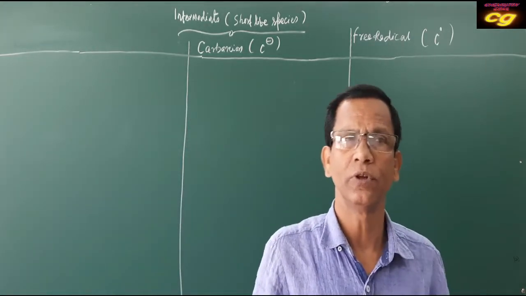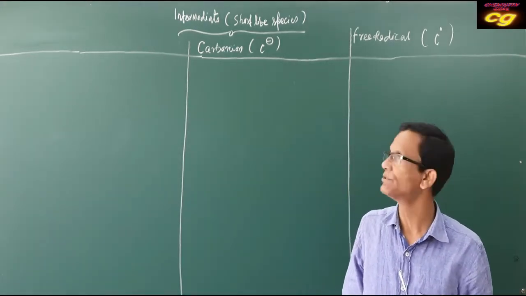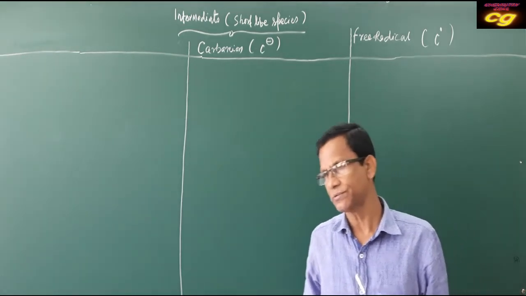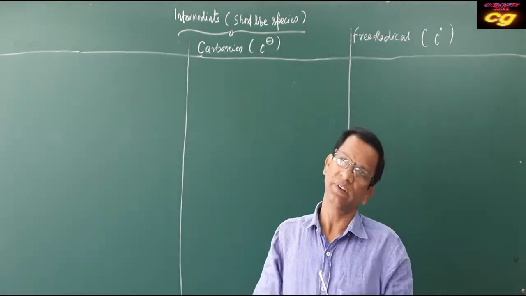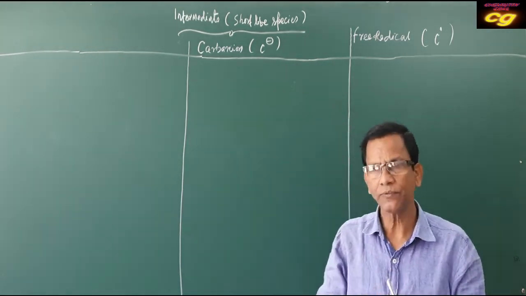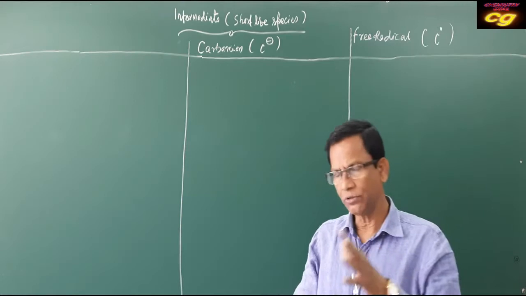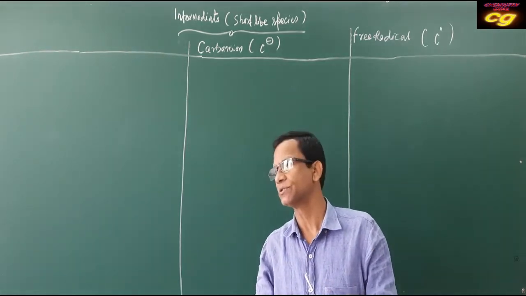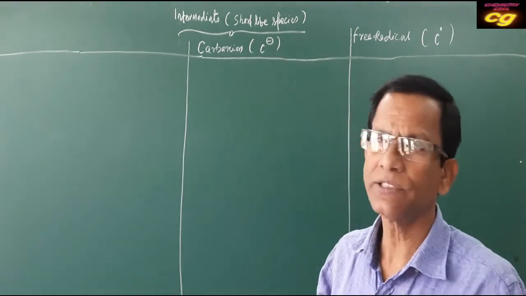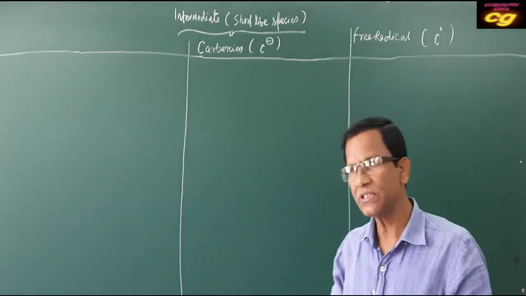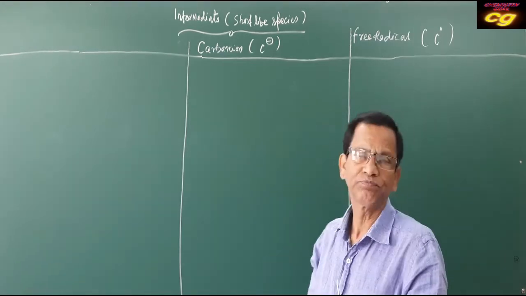Hello students, today we are going to discuss a very important topic, that is intermediates in organic chemistry. We know organic reactions take place by different mechanisms, but the nature of the reaction depends upon the nature of the product and the nature of the reactant taken. Some reactions take place in one step or in several steps. If the reaction proceeds in several steps, it must proceed through intermediates.